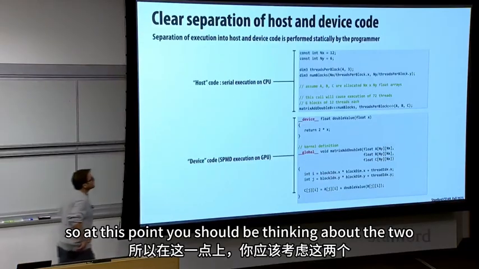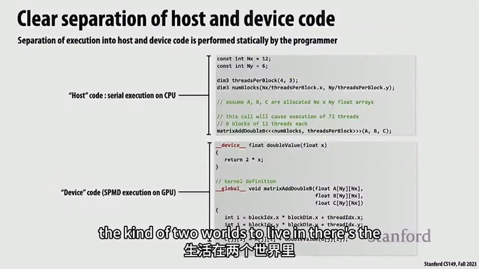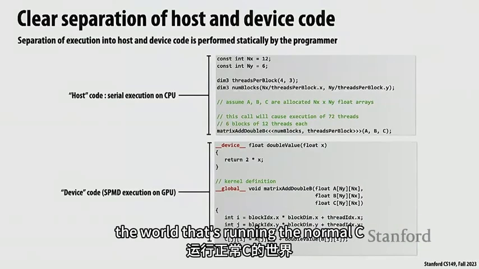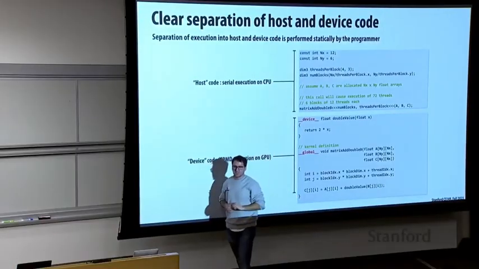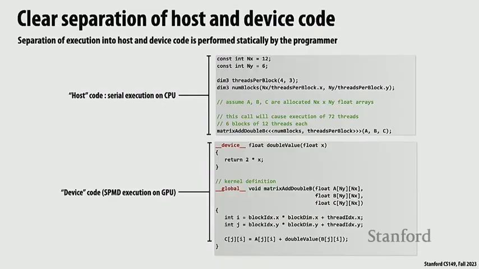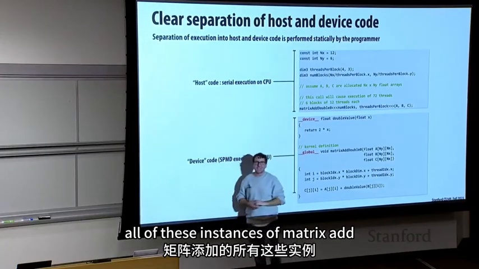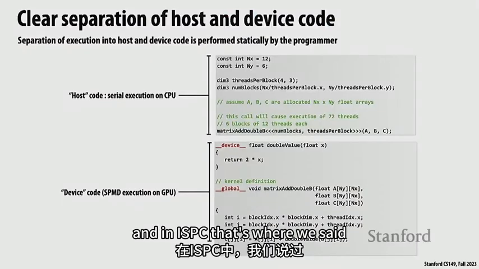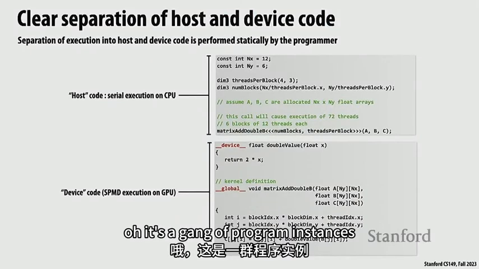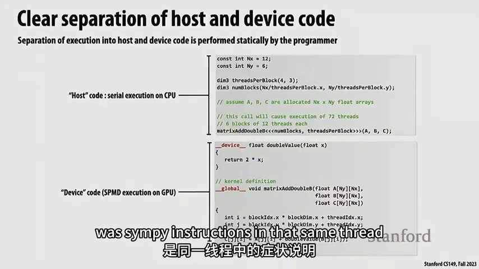Okay. So at this point, you should be thinking about two worlds to live in. There's the world that's running the normal C++ code over here. That's like void main. And you should think about that as running on a thread on the CPU. And then there's the world that runs all of these instances of matrix add. And in ISPC, that's where we said, oh, it's a gang of program instances. In ISPC, we said the implementation was SIMD instructions in that same thread.